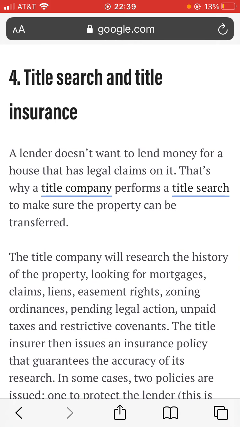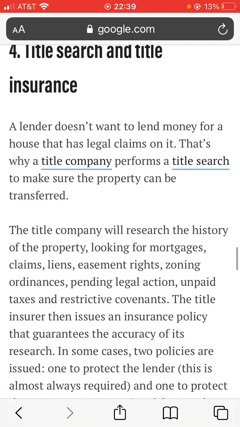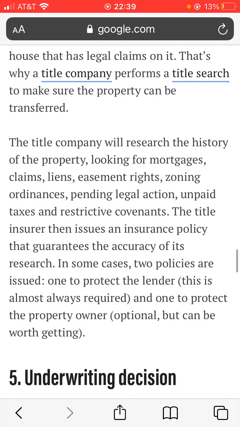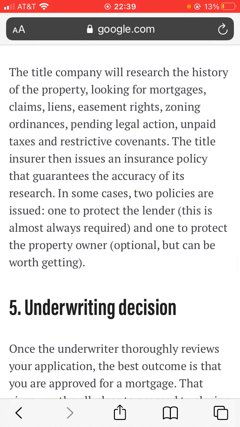So number 4, title search and title insurance. The lender doesn't want to lend money for a house that has legal claims on it. That's why a title company performs a title search to make sure the property can be transferred. So the title company will research the history of the property, looking for mortgages, claims, liens, easements, zonings, unpaid taxes, restricted covenants. Title ensures guaranteed accuracy of its research.